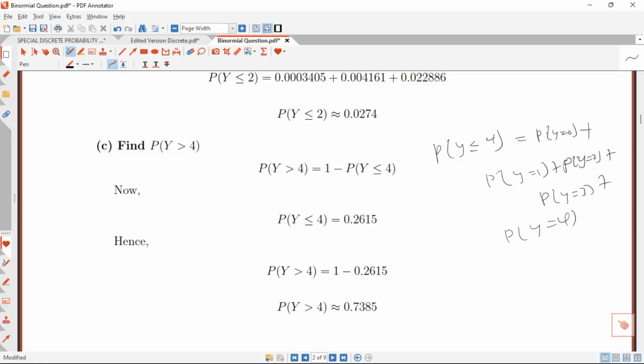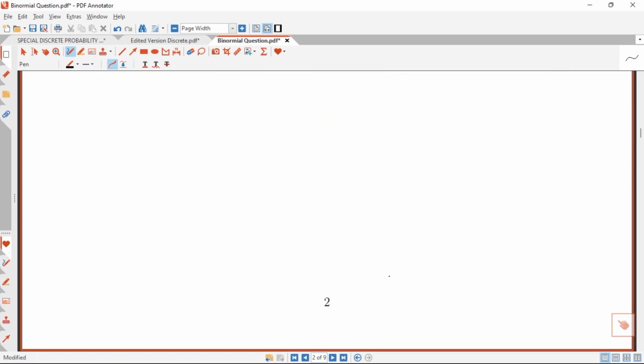So when we add everything, already we have the probability that y is equal to 0, 1, and 2. So you have to calculate the probability that y is equal to 3 and the probability that y is equal to 4, and then just add them together. Once you add them together, you are going to get 0.2615. Then just subtract it from 1, and you get our final answer to be 0.7385. Okay, that is that for that question.